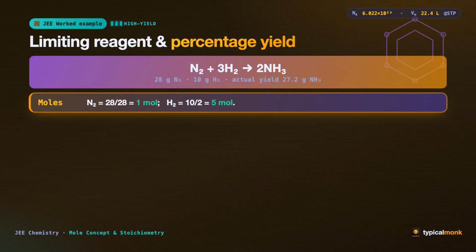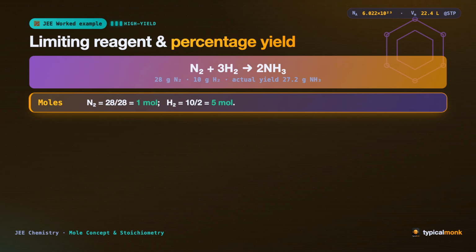The reaction: nitrogen plus 3 hydrogen gives 2 ammonia. We are given 28 grams of nitrogen and 10 grams of hydrogen, and in the actual experiment, 27.2 grams of ammonia were collected. JEE will ask you 3 things at once: the limiting reagent, the percentage yield, and how much excess reactant is left.